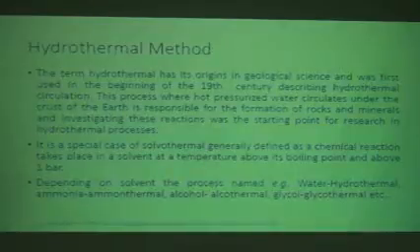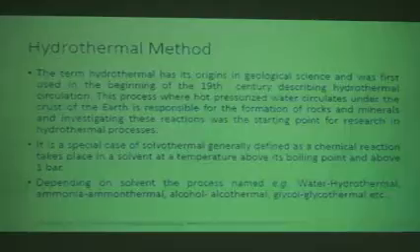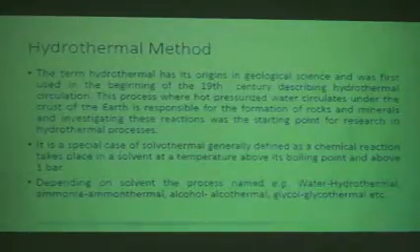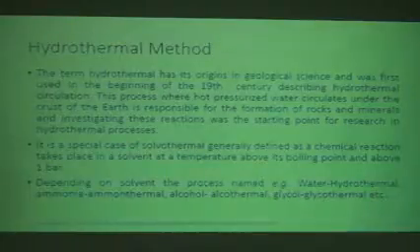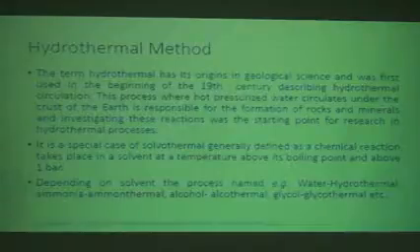Normally when we talk about a hydrothermal or solvothermal, the reaction temperature is above the boiling point of the solvent and above 1 bar pressure. That's a general definition of solvothermal. So depending on the type of solvent you use, for example, if you use water, then it's hydrothermal.